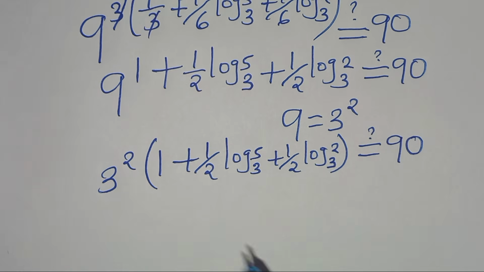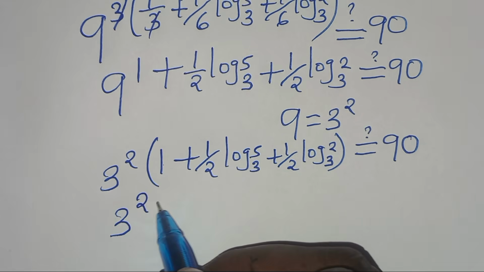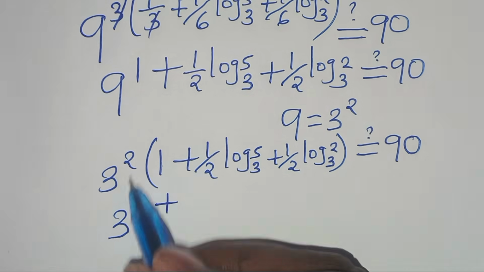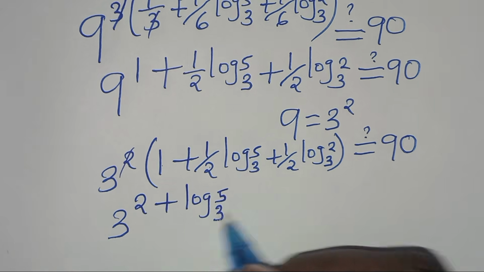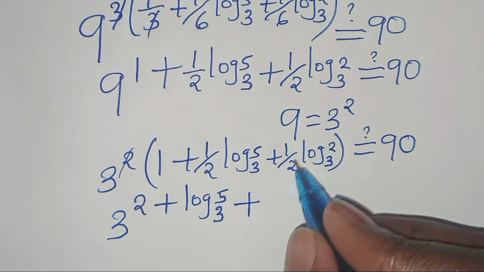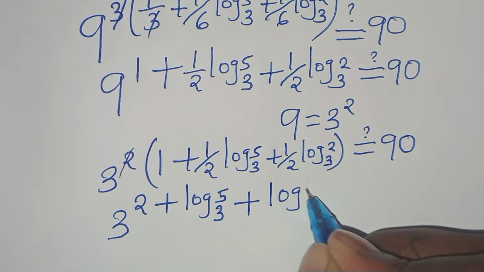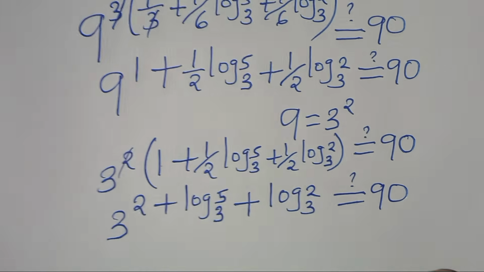Now the next step is that we have 3 raised to the power of 2 times 1. This is 2. Then plus a half times 2. You simplify here. So this is plus log 5 to base 3. Then plus. Now we have a half times 2 here. So we simplify so that you have log 2 to base 3. This should give us a value of 90.